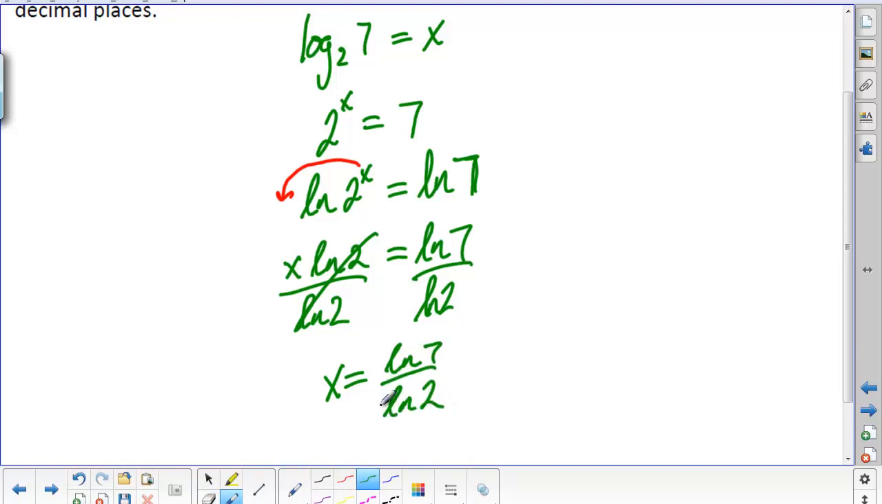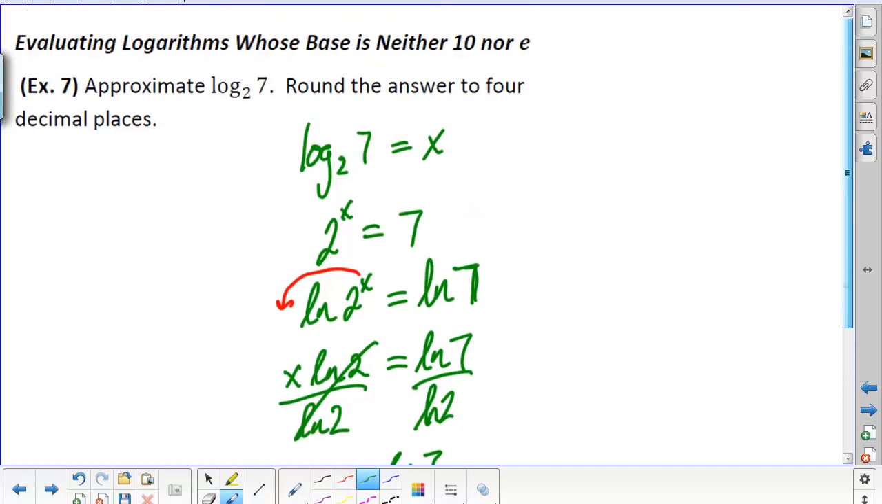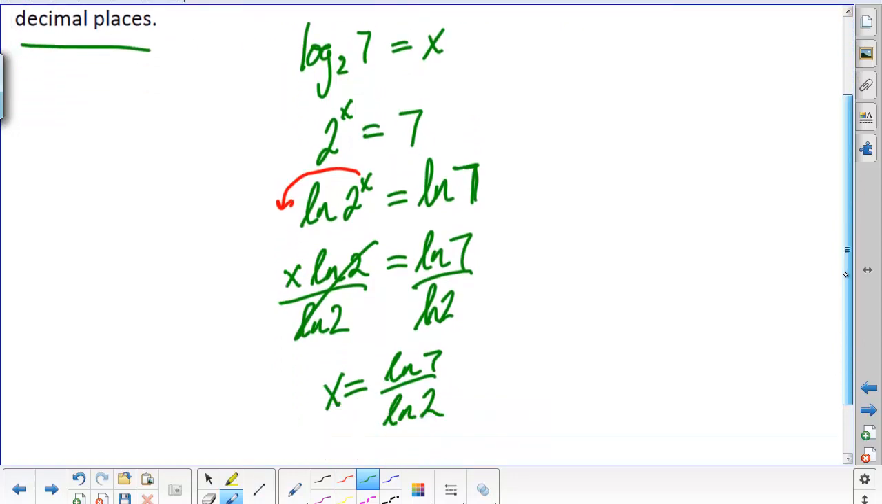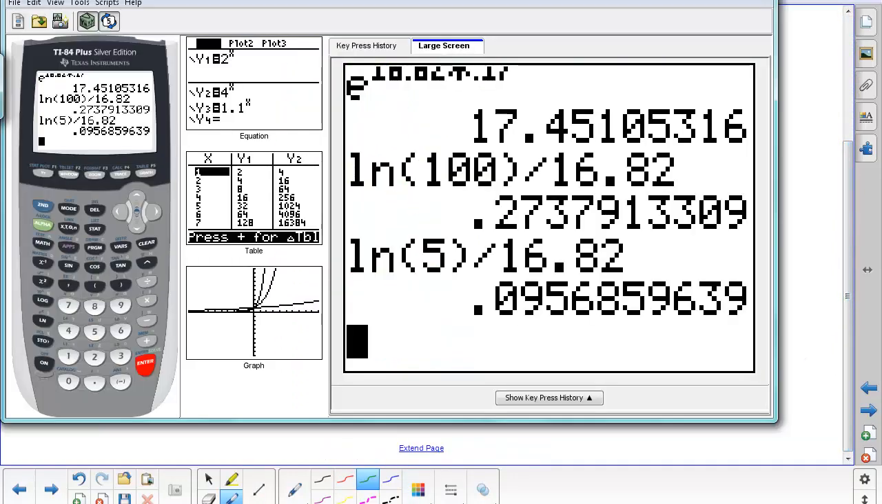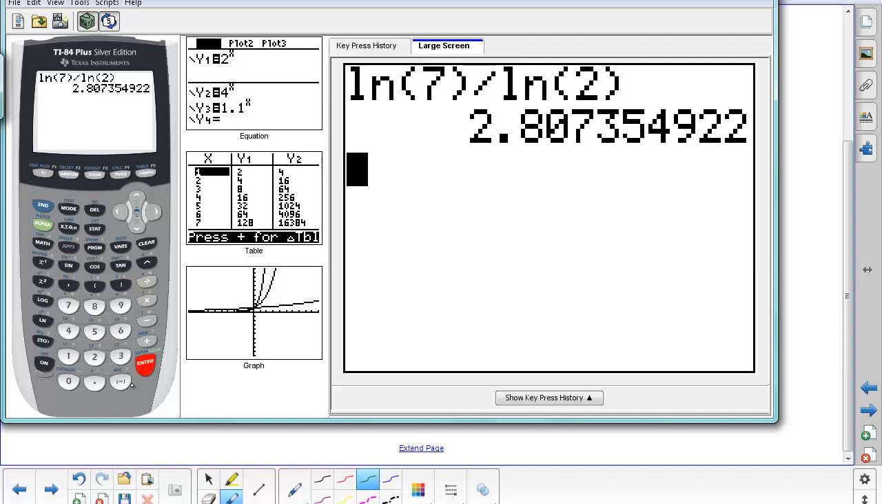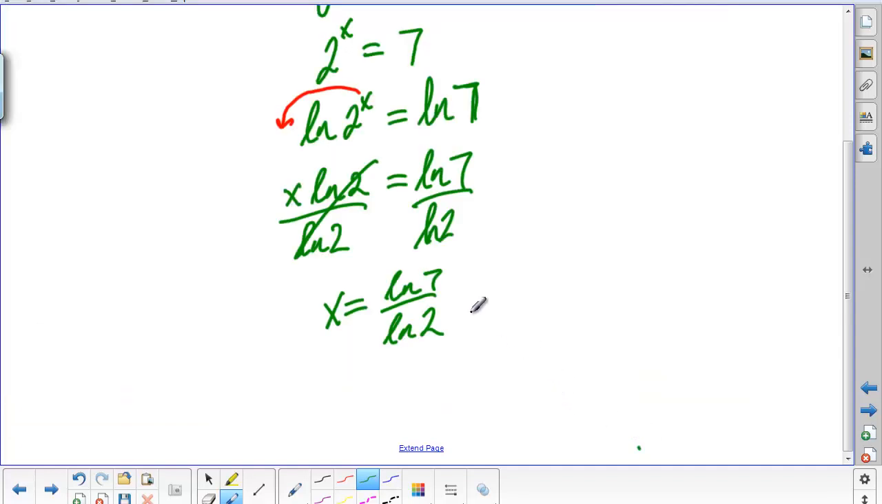I can take this. Notice the instructions said to get a decimal approximation rounded to 4 decimal places. I've got a natural log button on my calculator. So I just need natural log 7, close the parentheses, divided by natural log 2. That is 2.8073.